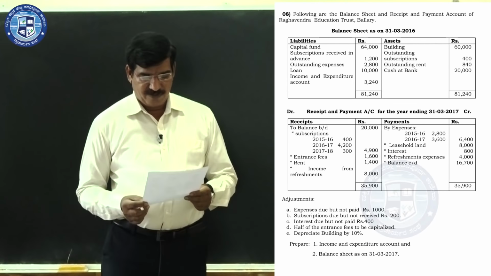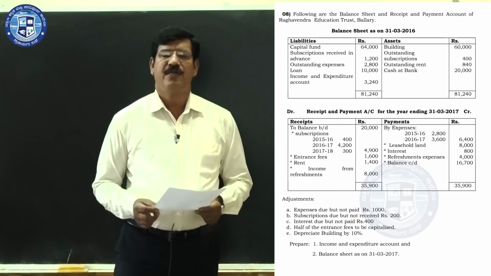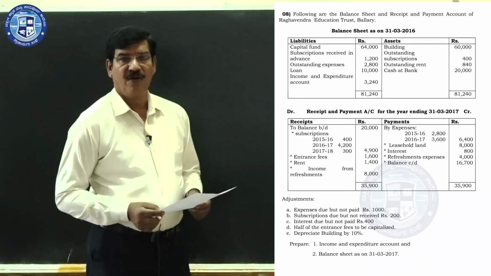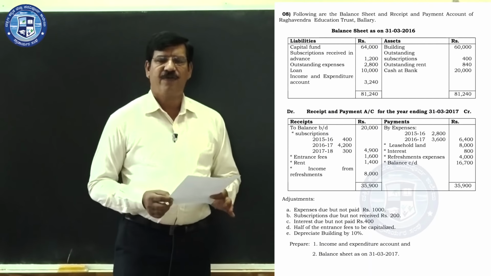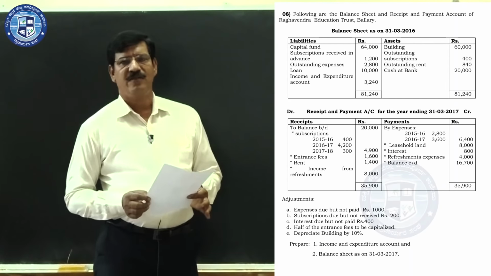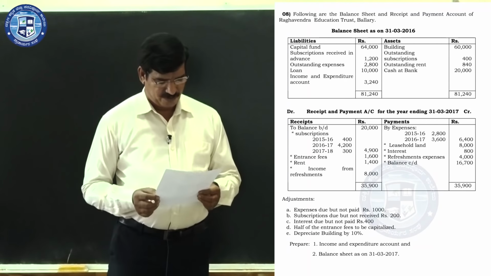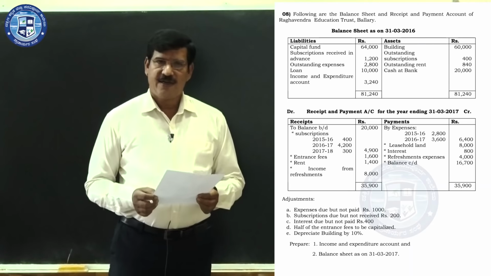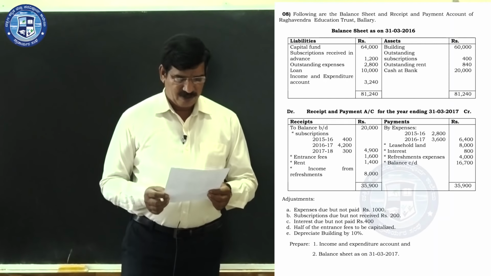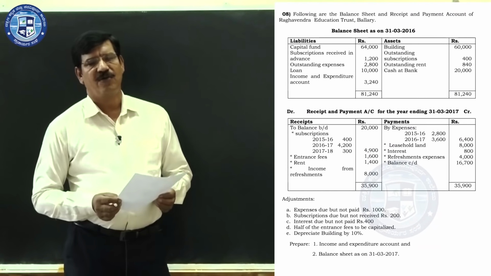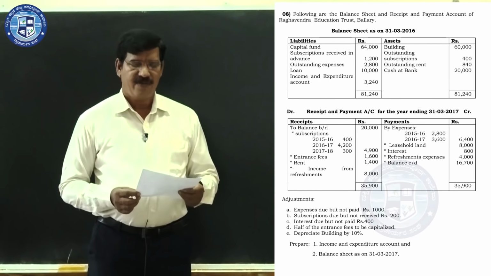Entrance fees is given as 1,600, but in the additional information or in the adjustments, no other instruction is given. That's why we can treat these entrance fees as revenue. Rent is given, revenue, so it will go to the income and expenditure account. Income from refreshment will also go to the income and expenditure account.